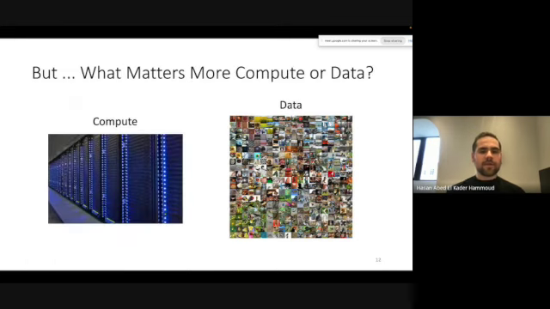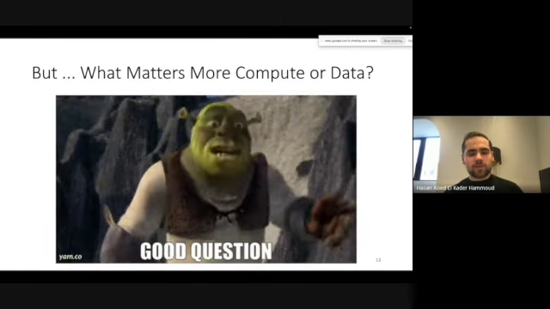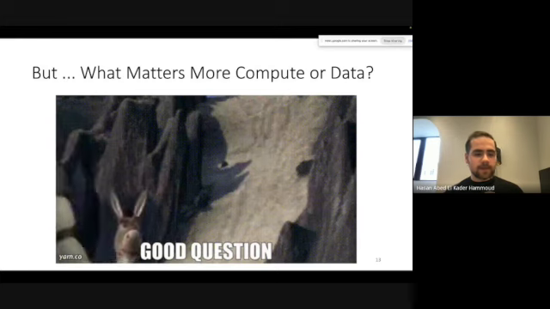All right, but there's a big question here. So what matters more? Is it this large amount of compute we're throwing, or is it the large amount of data we are putting there? And to answer that, this is why we have this paper, and this is quite an important question to ask.